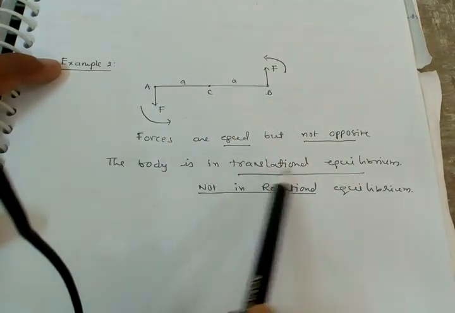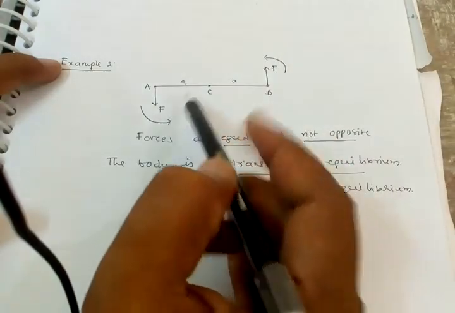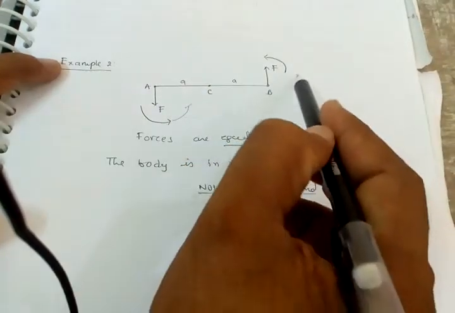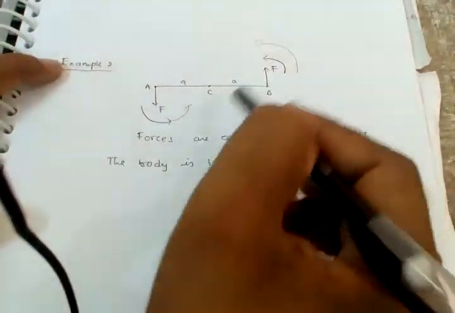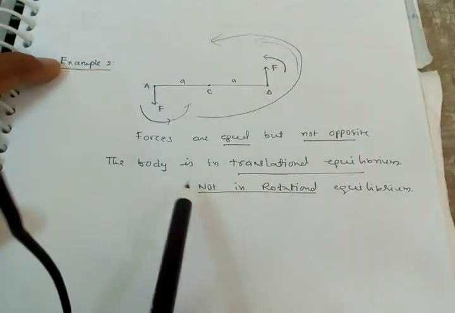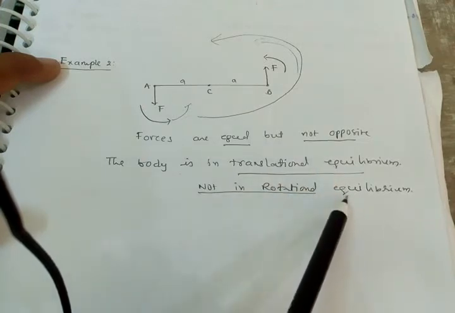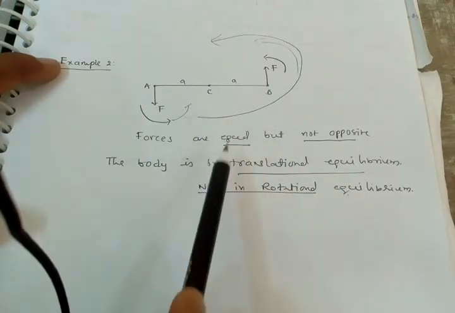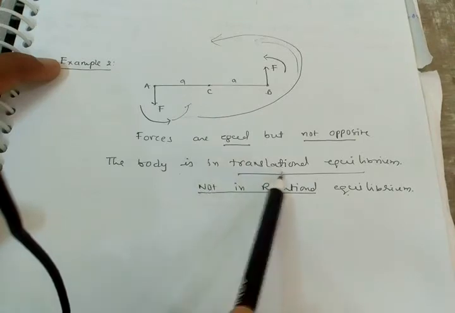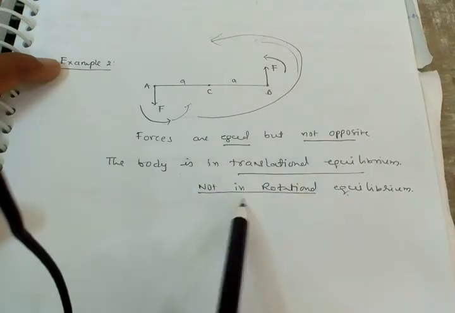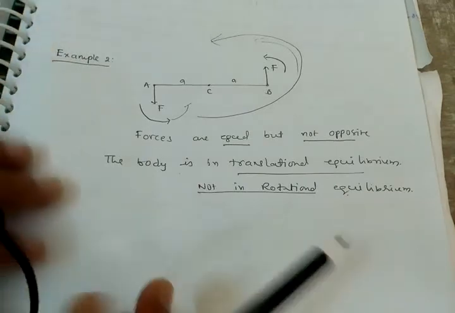The body is in translation, meaning it moves in this direction only, and the force is also in this direction. So the forces are acting in the same direction, not opposite. The body is in translational equilibrium but not in rotational equilibrium. In this condition, the body is in translational equilibrium, not in rotational equilibrium.